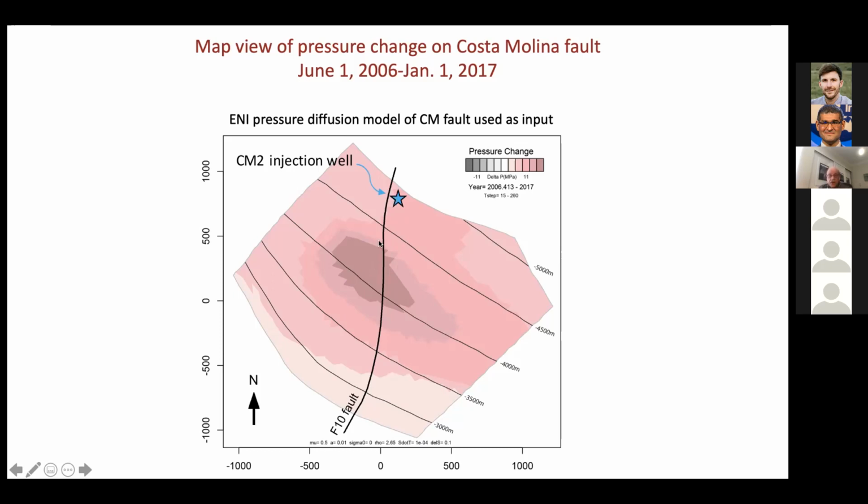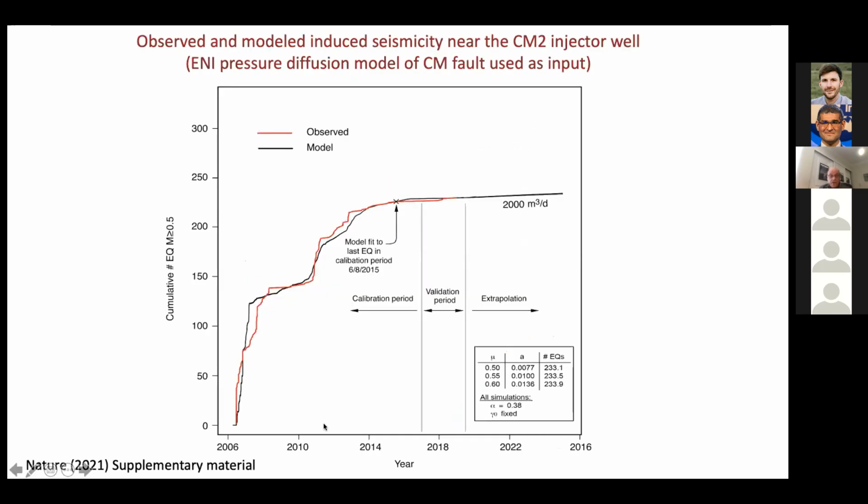It's thought there's a fault that has been detected, this F10, and the injection is virtually on that fault. It's thought that that fault conducted the fluid pressure very rapidly. In this case, in less than a day, it was sufficient to actually start producing earthquakes on the fault.